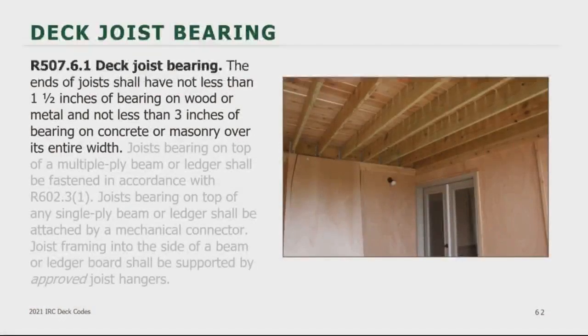R507.6.1 gives requirements for deck joist bearing. Deck joists can bear on wood, metal, concrete, or masonry. Wood or metal connectors or hangers are the most common, and they require 1 1/2 inches of bearing.